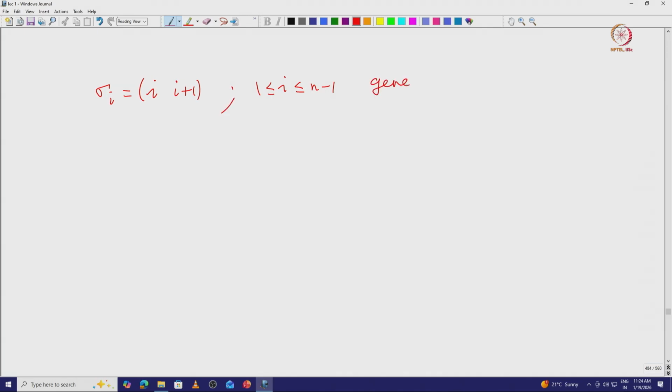this is going to generate our S_k as a group. Okay. So, that means any transposition can be obtained by a product of these simple transpositions.